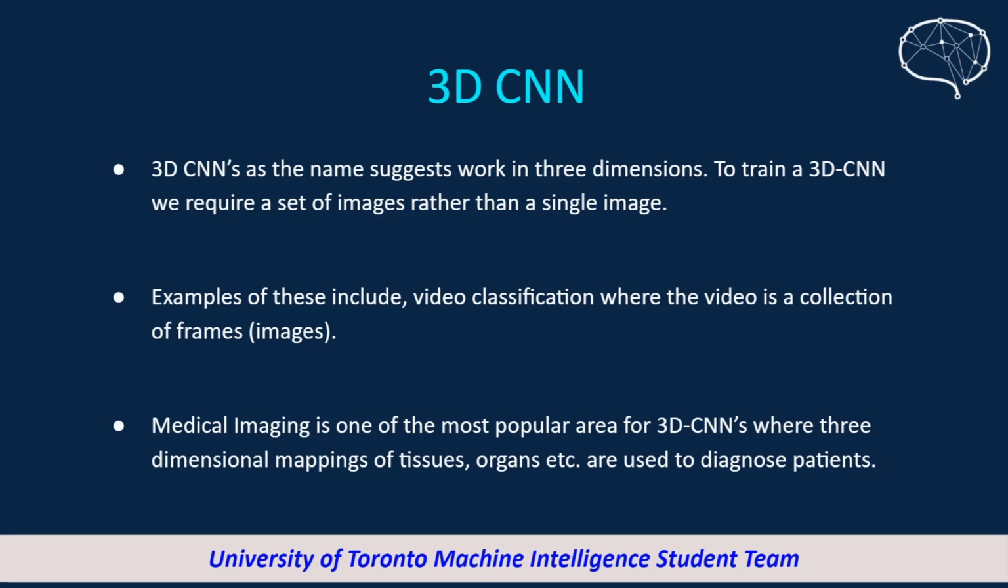In this part, our main focus would be to extend our knowledge of 2D CNN to a 3D CNN and explore transfer learning. 3D CNNs, as the name suggests, work in 3 dimensions. To train a 3D CNN, we require a set of images rather than a single image. Examples of these include video classification, where video is a collection of many frames, and frames here are nothing but images. Medical imaging is also one of the most popular areas for 3D CNNs, where three-dimensional mappings of tissues, organs, etc. are used to diagnose patients.